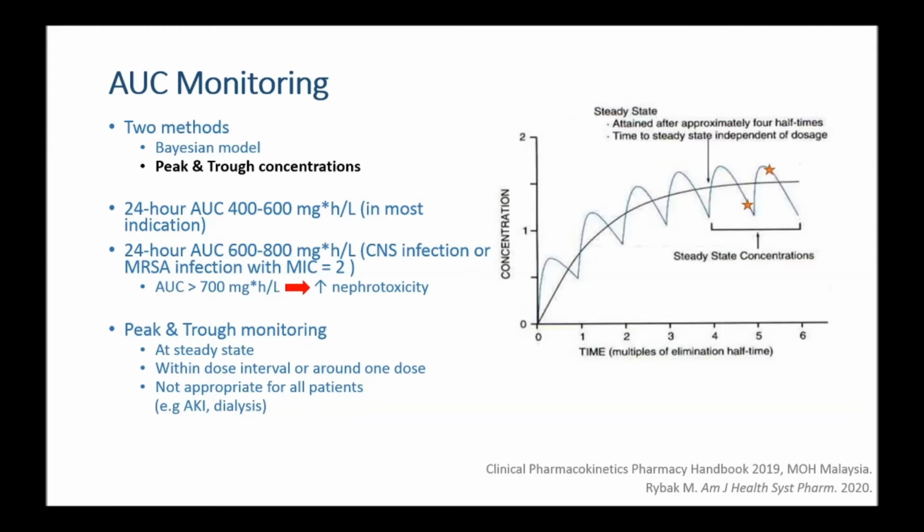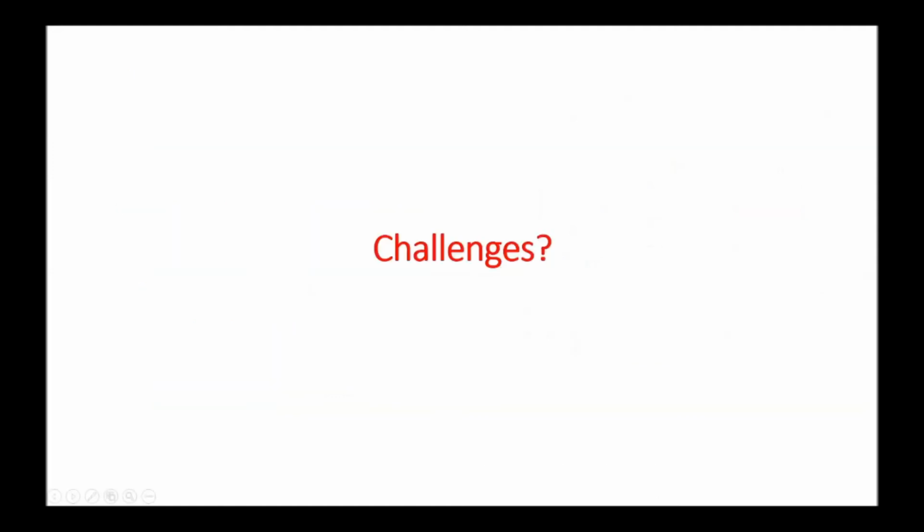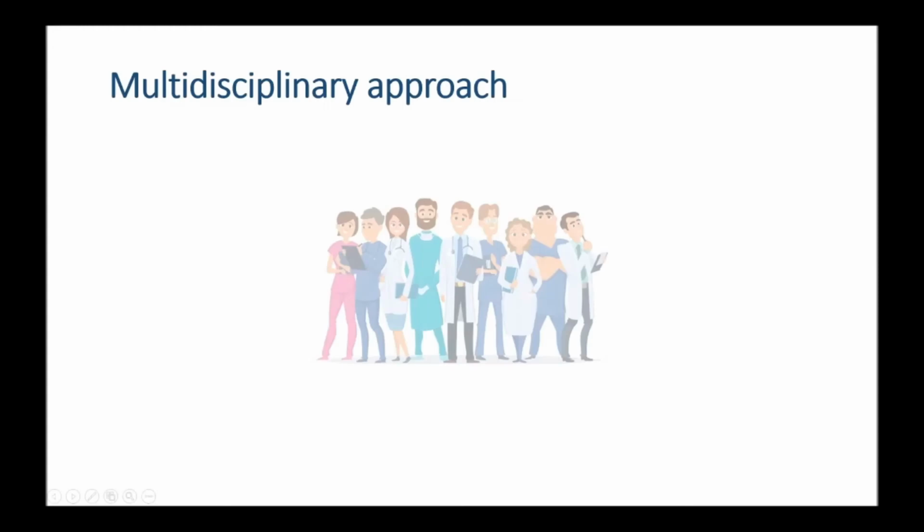This AUC monitoring will be done in patients with normal renal function only because the main purpose is to prevent Vancomycin-induced AKI. There are few challenges to implement these changes.